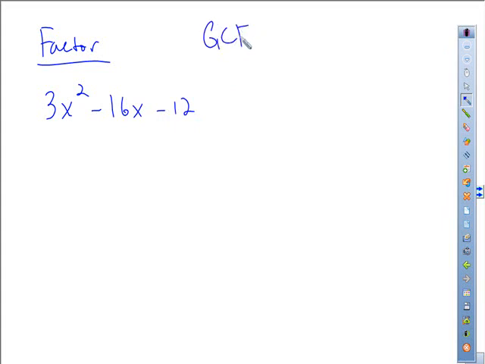All right. Let's say we need to factor 3x squared minus 16x minus 12. Okay, let's look for a GCF. So is there a GCF? All right, can we take anything out? No, it doesn't look like we can take anything out.